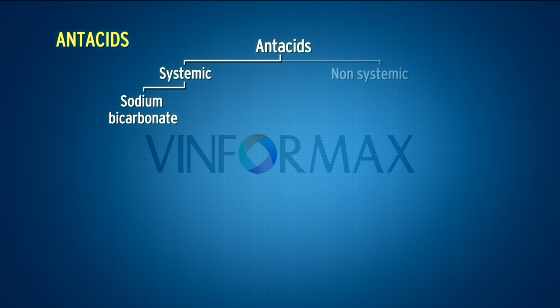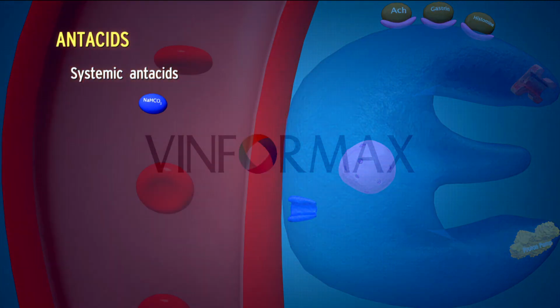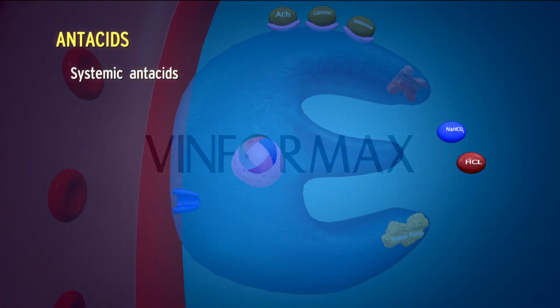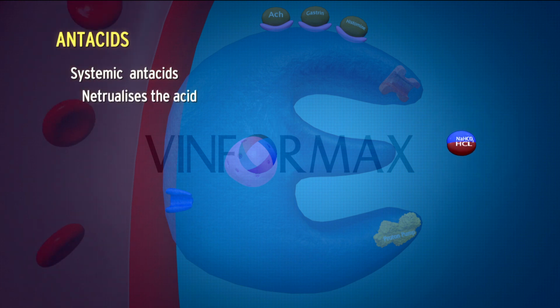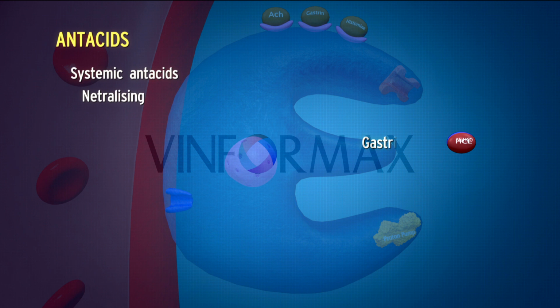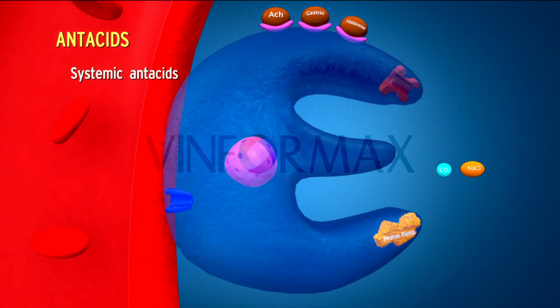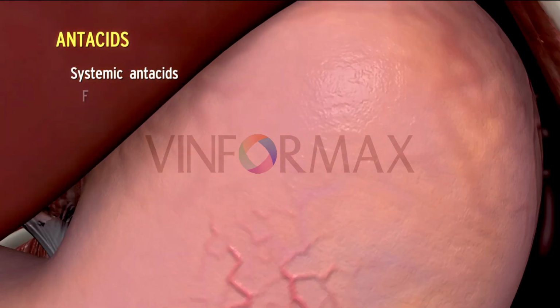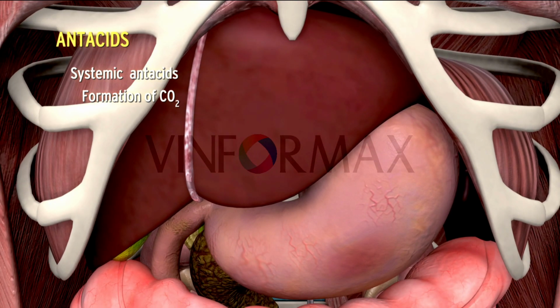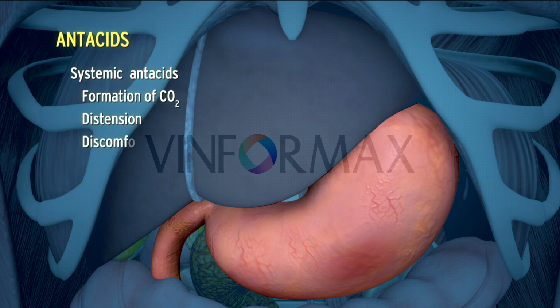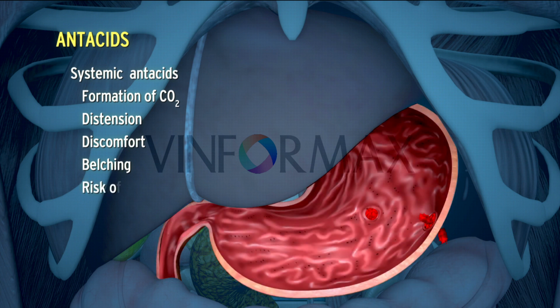Sodium bicarbonate and sodium citrate are the classical drugs which are used. These drugs neutralize the acid. On neutralizing the gastric hydrochloric acid, they form carbon dioxide and sodium chloride. Carbon dioxide release promotes gastrin release, which causes rebound acidity. Formation of carbon dioxide in the stomach causes distension, discomfort, belching, and risk of ulcer perforation.